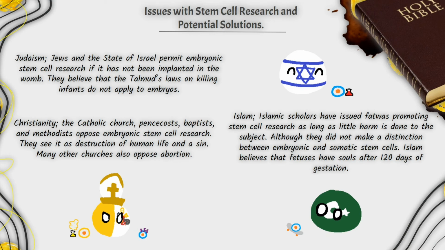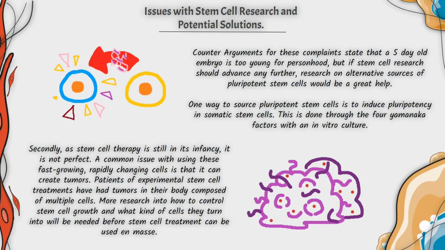Islam. Islamic scholars have issued fatwas, or interpretations of Islamic law according to scholars, promoting stem cell research as long as little harm is done to the subject. Although with these fatwas they did not make a distinction between embryonic and somatic stem cell research. Islam believes that fetuses have souls after 120 days of gestation. Counterarguments for these complaints state that a 5-day-old embryo is too young for personhood, or that embryos and fetuses before birth do not have human rights at all.